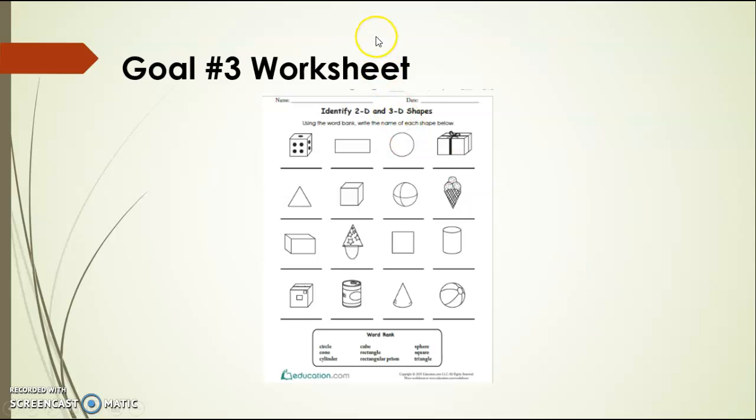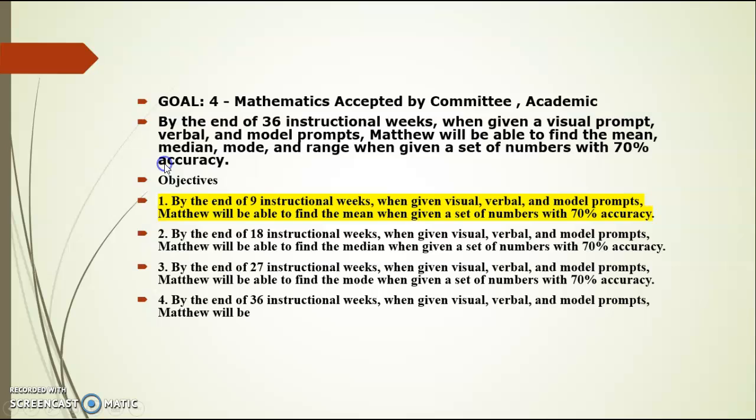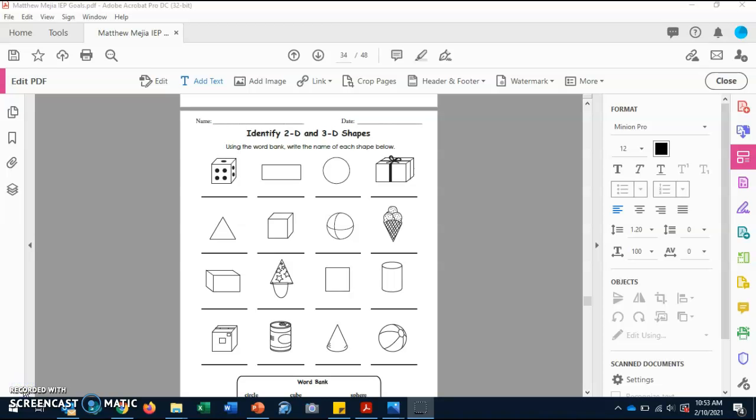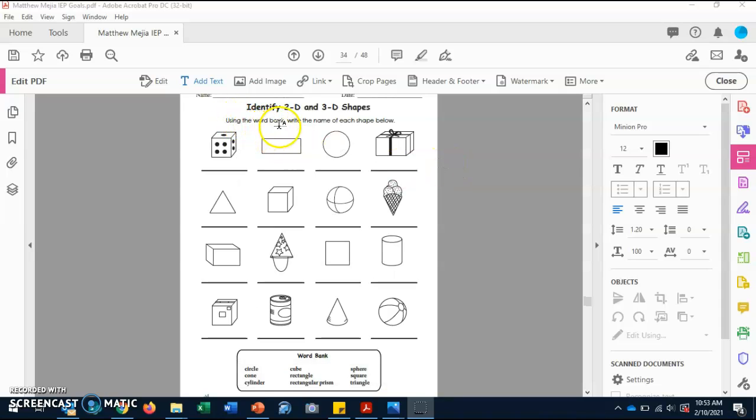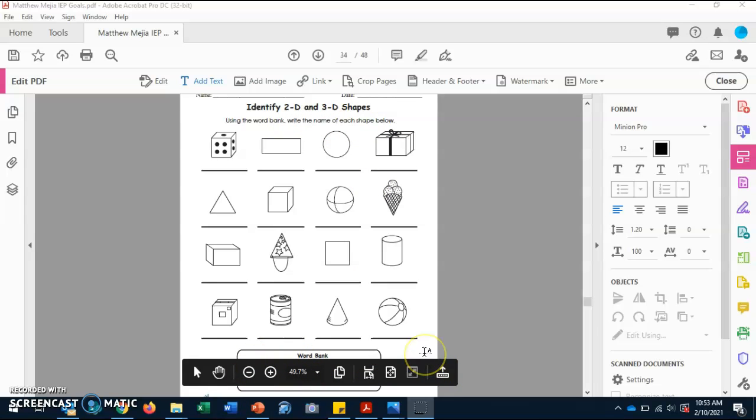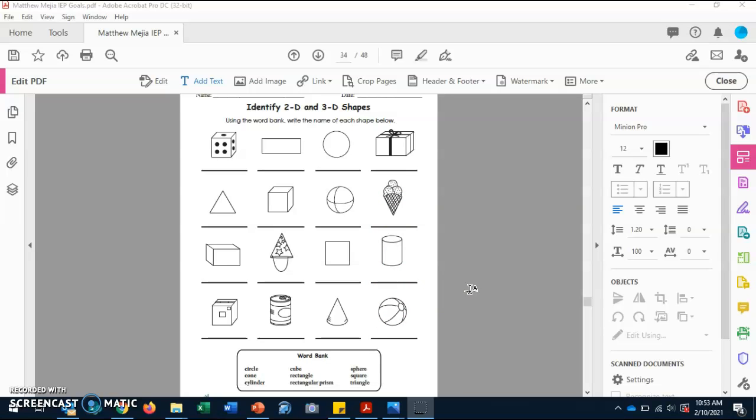For our worksheet today, we are going to work on identifying 2D and 3D shapes. So if you can please take out this worksheet. Do not forget to write your name and the date on the top. And it says, use the word bank, write the names of each shape below. So we have our word bank over here in the bottom, and we have different shapes of 2D and 3D shapes here. So I will be doing 3 with you, and you will be doing the rest on your own.